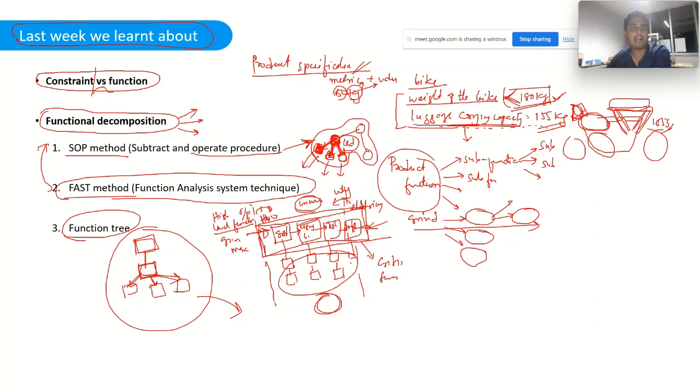One thing I discussed in the last class is that these two methods are simple techniques, and they are used only for simple products. As the complexity of products increases, dependencies arise between different functional blocks. So it is not easy to represent a complex product using just a simple functional tree.